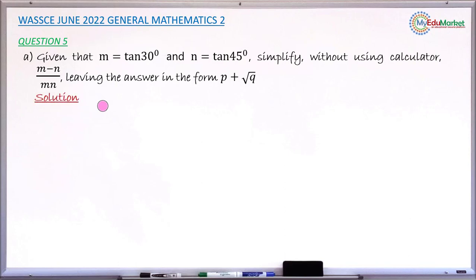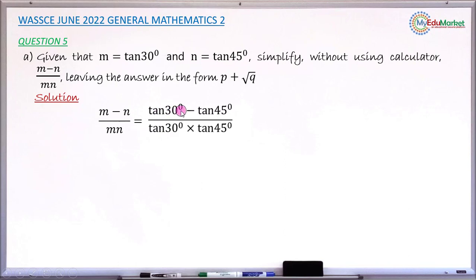Solution to this problem: what you do first is to copy the given fraction, that is m minus n all over mn, that is m times n. Next, you take each letter and substitute it by its value. For m, substitute tan 30 degrees. For n, replace it by tan 45 degrees. So you now have tan 30 minus tan 45, everything divided by m times n, which is tan 30 multiplied by tan 45 degrees.